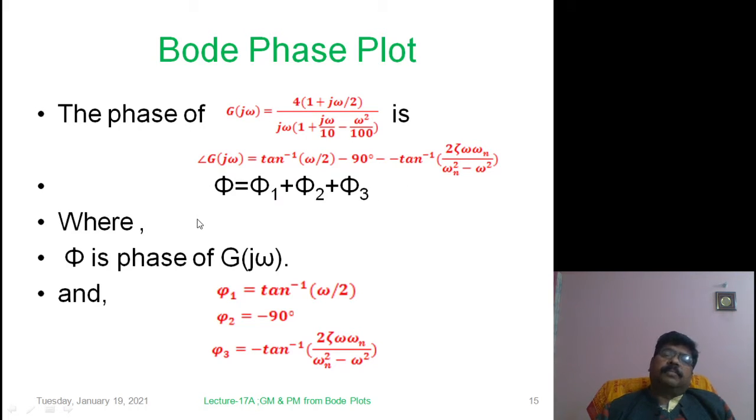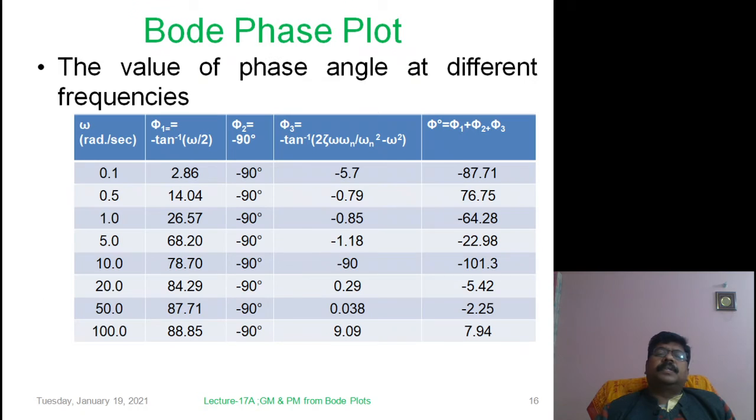You have to vary the frequency, say 0.1 to 10 or 40. After that you will be able to know the angle at a particular frequency. Here the frequency is varied from 0.1 to 100, and a different value of angle is obtained at each value of frequency, meaning phi 1, phi 2 and phi 3. Finally, phi will be the sum of phi 1, phi 2 and phi 3.